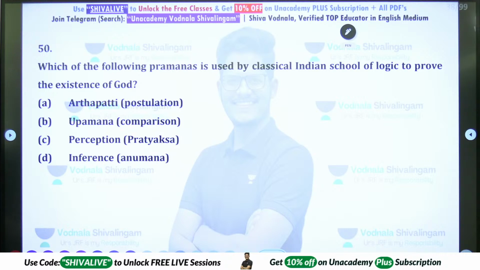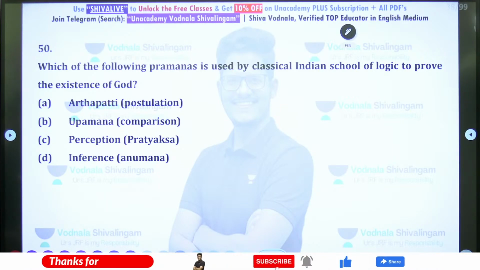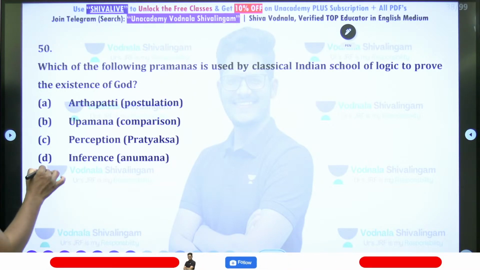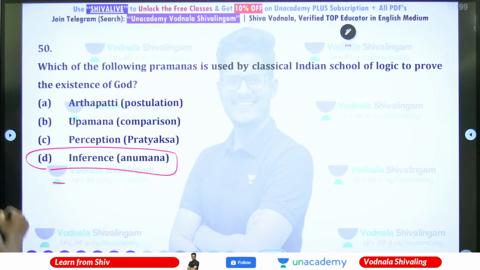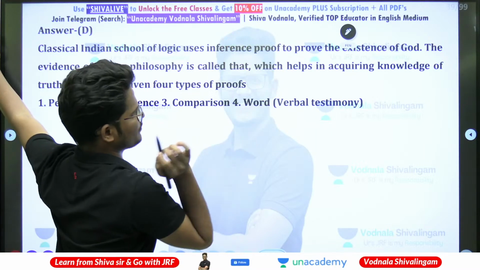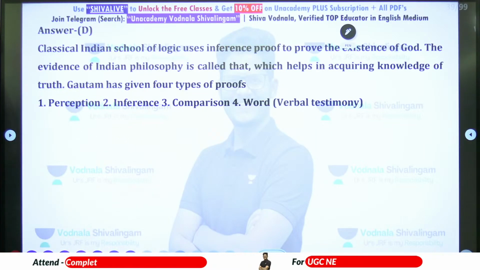Which of the following pramanas is used by the classical Indian school of logic to prove the existence of God? So the answer for this is option number D. Inference, which is Anumana, will be used to prove the existence of God. The classical Indian school of logic uses inference as a proof to prove the existence of God.